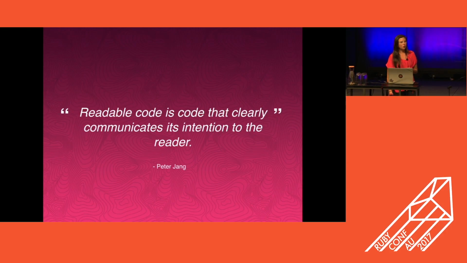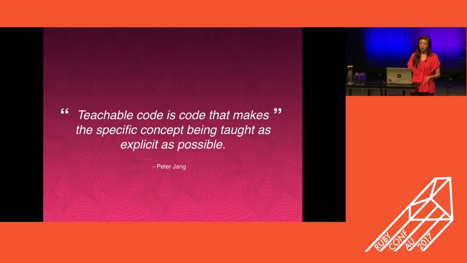Peter Jang wrote an article that I really loved, and he said that readable code is code that clearly communicates its intention to the reader, whereas teachable code is code that makes the specific concept being taught as explicit as possible. Concepts related to teachable code are important because they can really help juniors in your organization level up. Kim doing this with me helped me level up and grow a lot quicker. But always make sure you work your way back to the production code, because I think teachable code in production does a disservice to your code base and the other developers on your team.